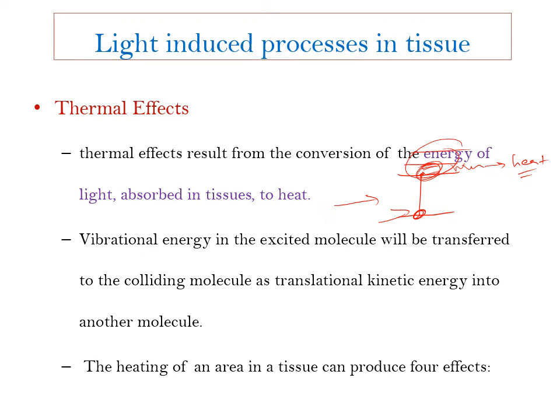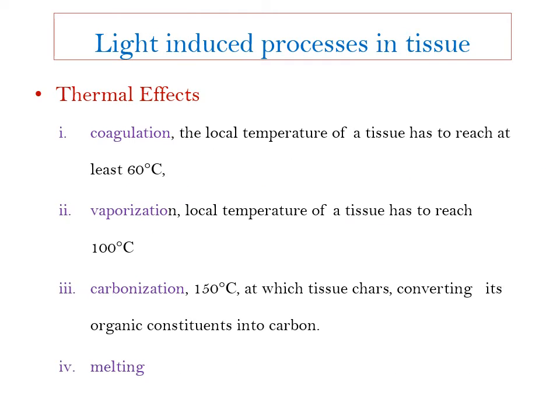So the heating of an area in the tissue can produce generally four effects, including coagulation, vaporization, carbonization, and melting, depending on the temperature. Coagulation occurs when the local temperature of the tissue reaches 60 degrees Celsius, whereas vaporization of tissue occurs when the local temperature reaches 100 degrees Celsius. Carbonization, which is changing of organic constituents into carbon, occurs at 150 degrees Celsius, and above that the tissue could melt.